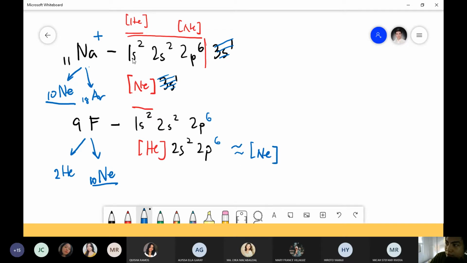So that means by accepting one electron that was released by sodium, fluorine will now be also stable. Okay? Magiging stable na rin siya. However, since it accepted an electron, it will have a negative charge. Okay? So keep in mind that when you lose electrons, you become positive. When you gain electrons, you become negative.